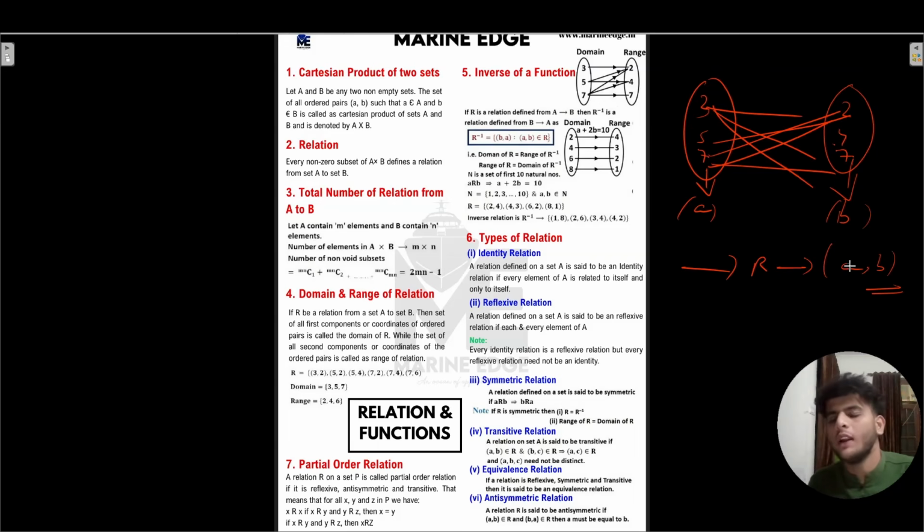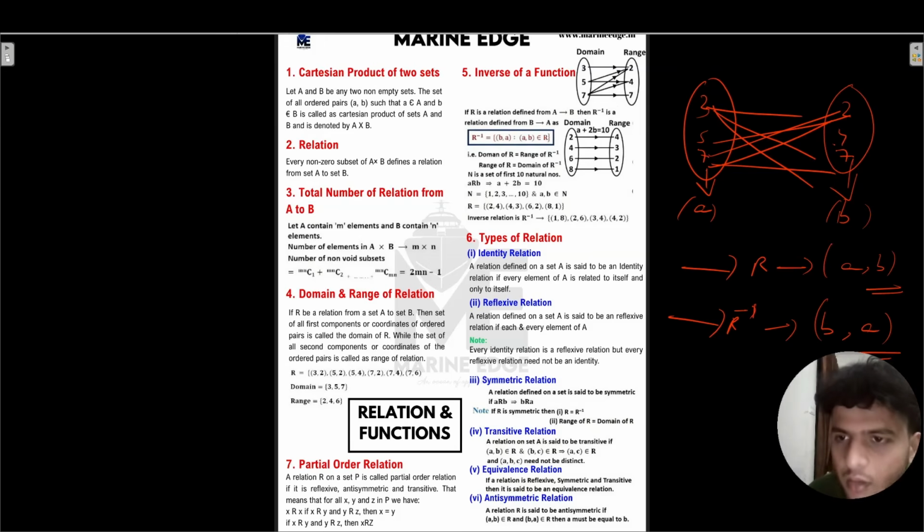Now I will take the inverse. Inverse means that I'll invert the things, meaning that I will define these relations for R inverse from B to A. Is that clear, every one of you? So what was the domain in the first case will become the range in the second case, and what was the range in the first case will become the domain in the second case.